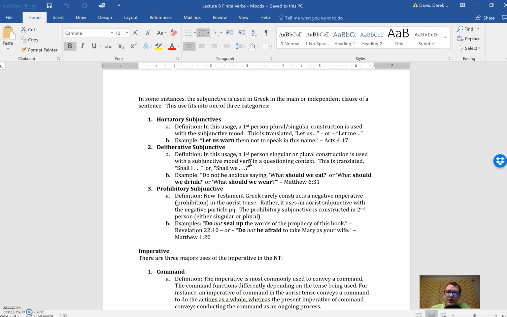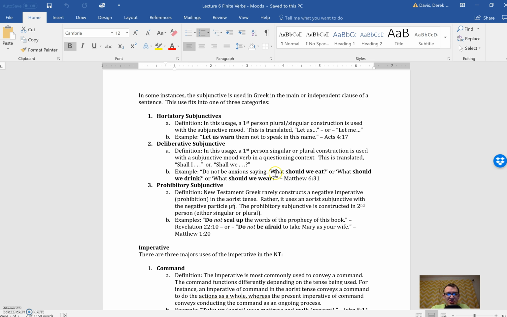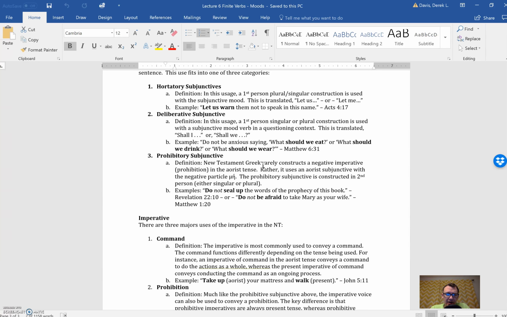What should we wear? These are not necessarily meant to be answered, but as the term suggests, deliberating what should be the case. So if you see a subjunctive and it's part of a question, you're probably looking at a deliberative subjunctive. And then there's the prohibitory subjunctive.